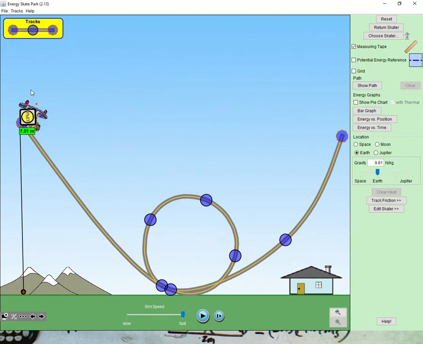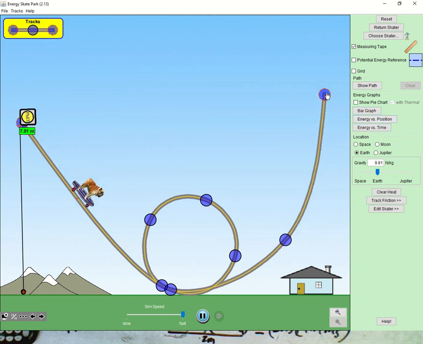So my next question is, do you think the dog is going to make the loop? Well, let's check it out. Oops. So you can see that the dog easily makes the loop. Oh no. So the dog easily makes the loop in this situation.